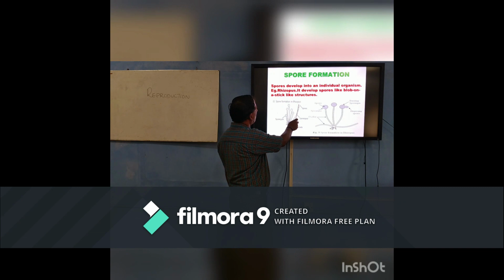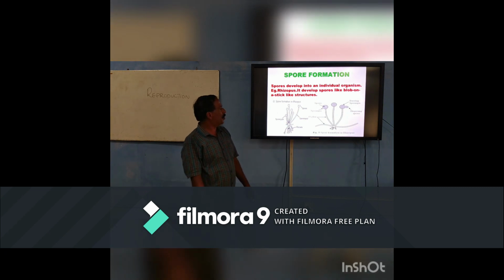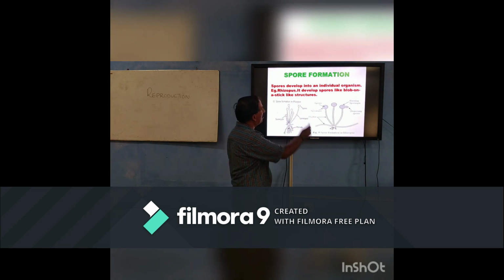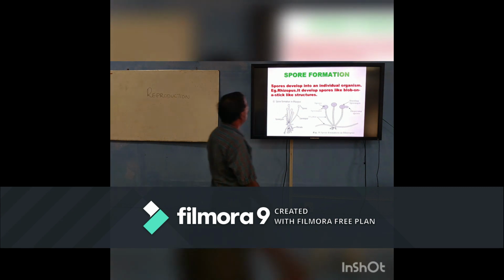Sporangium contains spores. When the sporangium breaks, spores are released, and these spores grow into new rhizomes. So this is a spore-containing sac, the sporangium. When it matures, it ruptures and releases the spores, which grow into a new organism. That is a new rhizome.